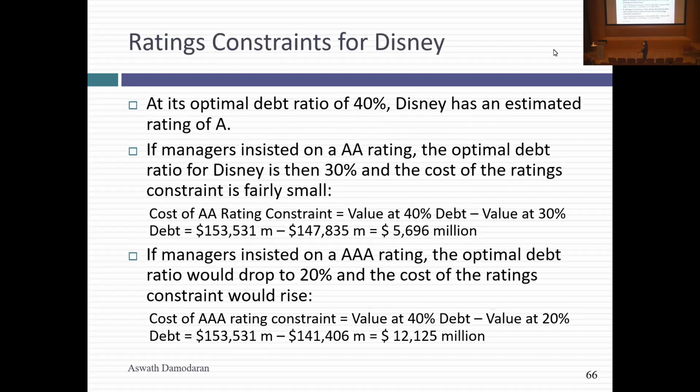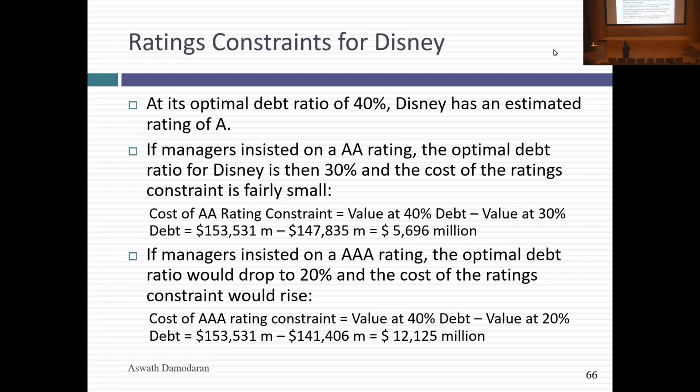Let's assume that Disney says, in my original 40% optimal, I never drew your attention to it, my synthetic rating is actually single A. So if Disney said we want an investment grade rating, I'm going to say we're already there, so we don't have to worry about it.